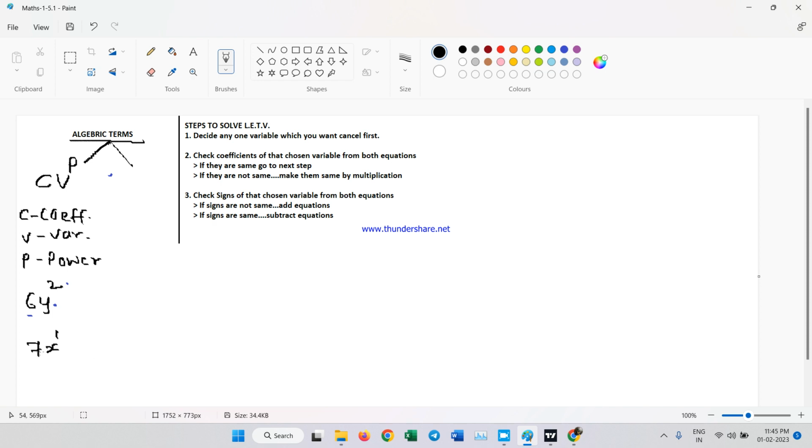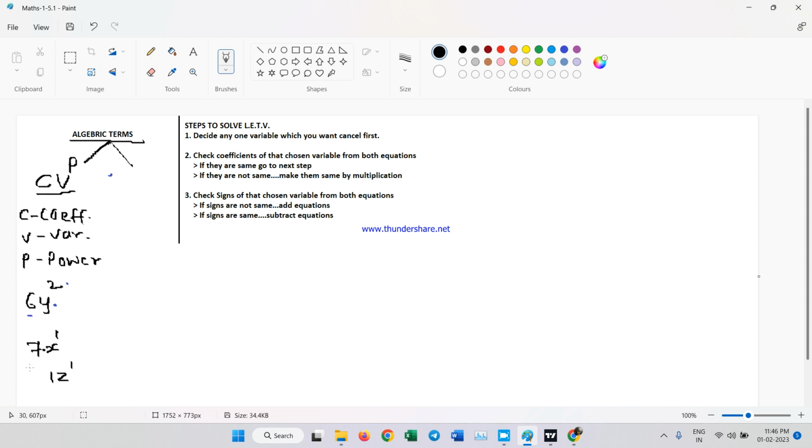And guys, always remember there is a hidden multiplication between coefficient and the variable. Between coefficient and variable, what will be there? Hidden multiplication. Suppose I'm writing only z over here, so this z does not have a coefficient, it does not have a power, so by default we will accept the power as well as the coefficient as 1. Power will be 1 as well as the coefficient will also be 1. So these are the few basic examples of this type of algebraic term, that is the CVP.